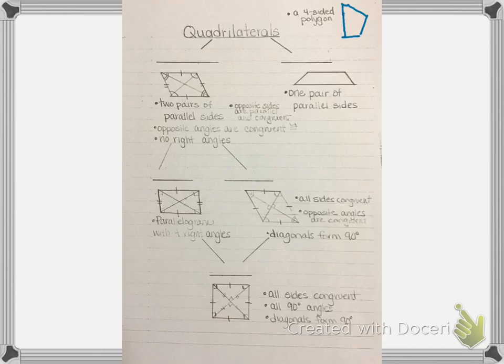So one of 2 things can happen when we're looking at quadrilaterals. If you have one pair of parallel sides, if this side is parallel to this side, but the top and the bottom are not parallel, then this name is trapezoid. A trapezoid has only one pair of parallel sides. But if you have 2 pairs of parallel sides, which means the top and the bottom are parallel and congruent, the sides are parallel and congruent, then we're looking at a parallelogram.